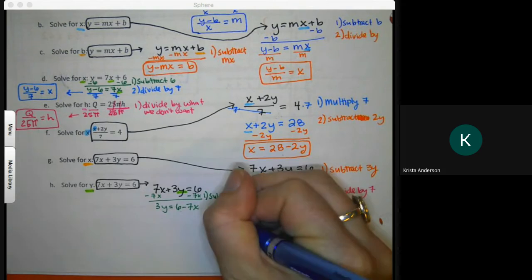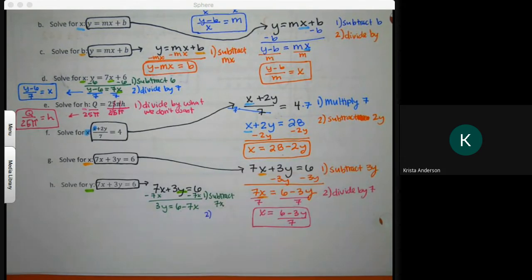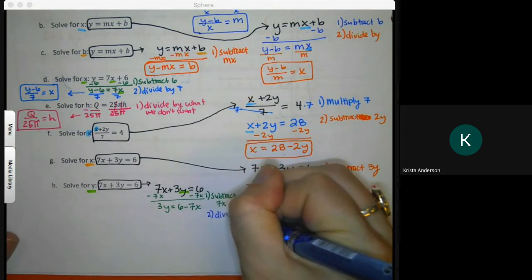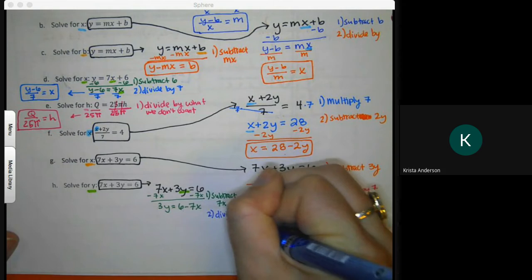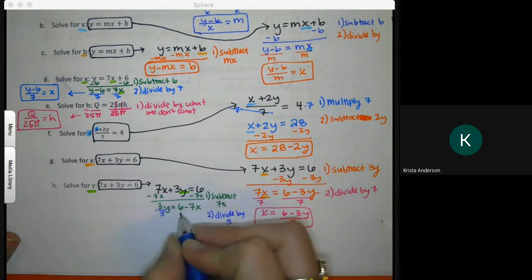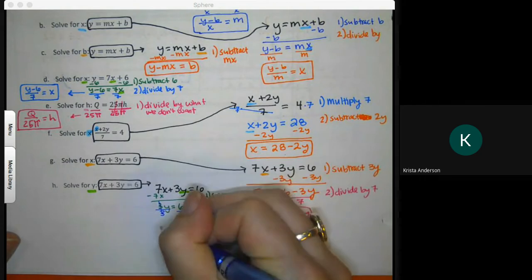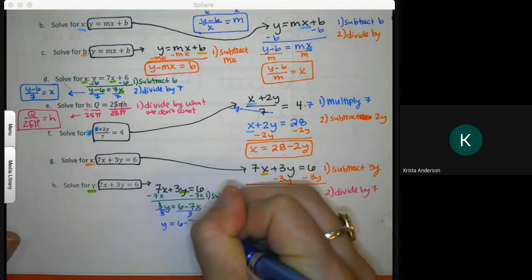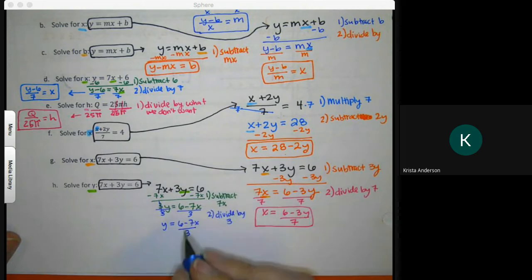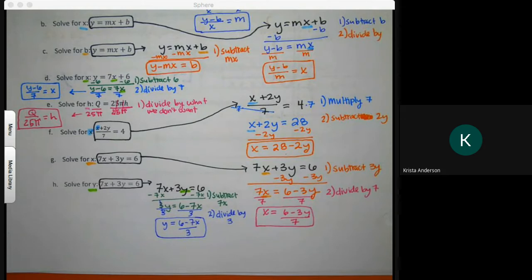My last step. Anybody want to share what they did for the last step? What did you do? Divide by 3. Good job. Divide by 3. See, it's kind of repetitive, huh? You just have to adjust your values. There's my Y all by itself. These are the most difficult problems today that you'll see.